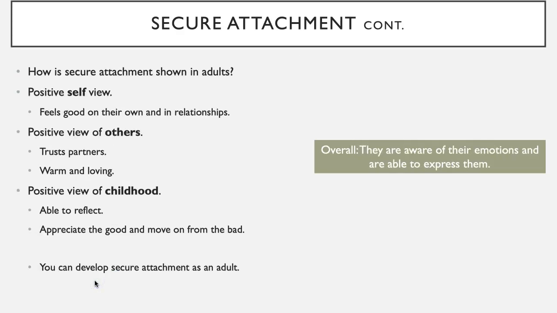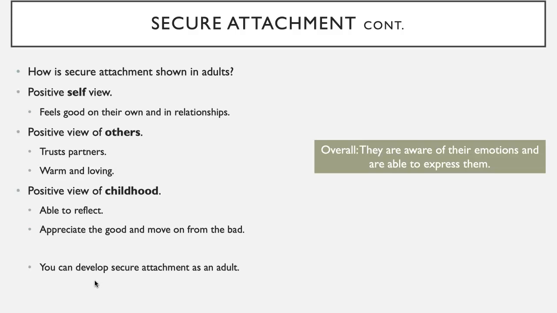So how is this shown in adults? So basically, they have their own positive self-view. They feel good on their own in relationships, and they don't require reassurance to feel valued and loved. This doesn't mean they don't want intimacy, but they don't need the constant reassurance. They have a positive view on others. They tend to trust their partners, and they're warm and loving. They're not really the jealous type.